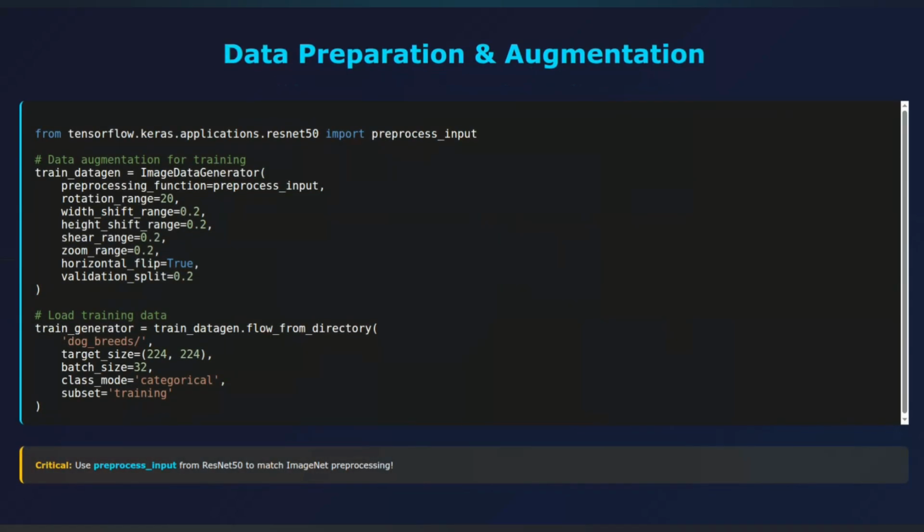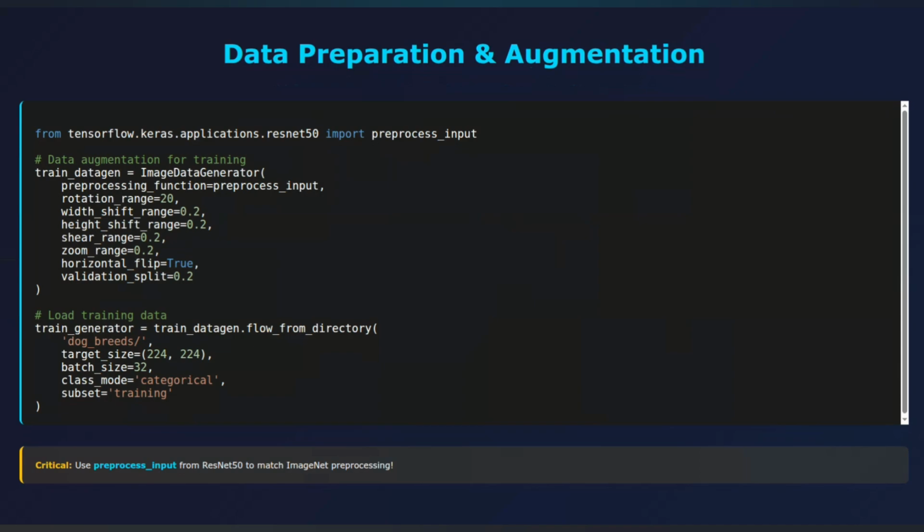Before training, we need to prepare our data properly. This is absolutely critical for transfer learning. We used ImageDataGenerator for real-time data augmentation. This artificially increases our dataset size by creating modified versions of our images. We apply random rotations, width and height shifts, shearing, zooming, and horizontal flips. This helps the model generalize better and not just memorize the training images.